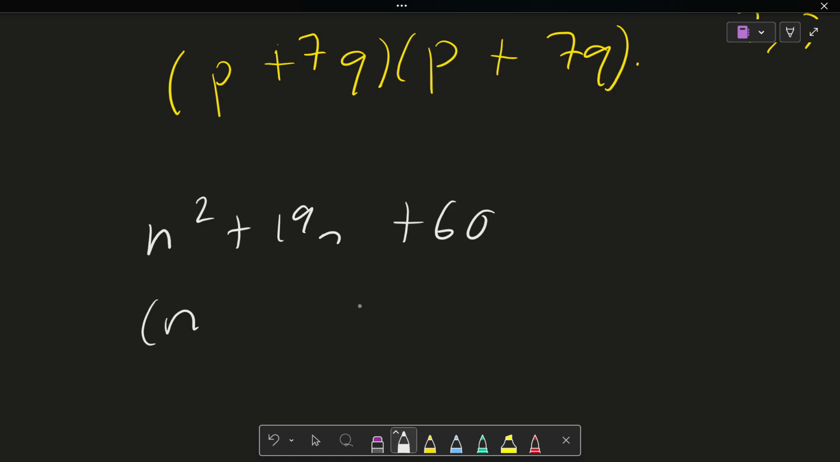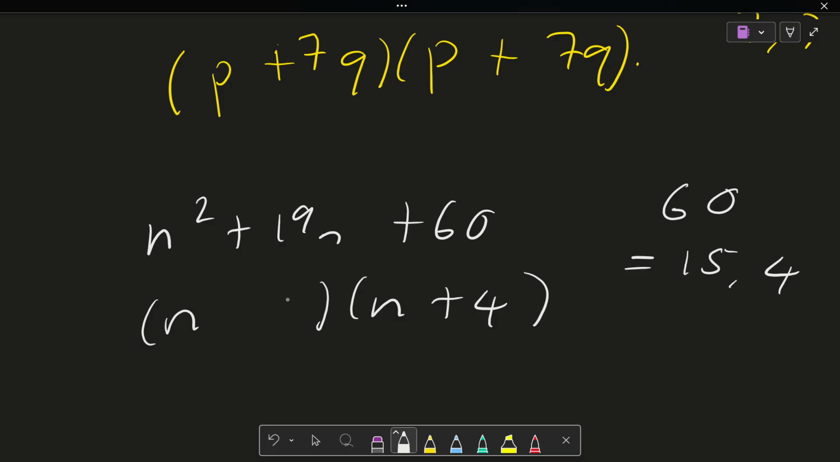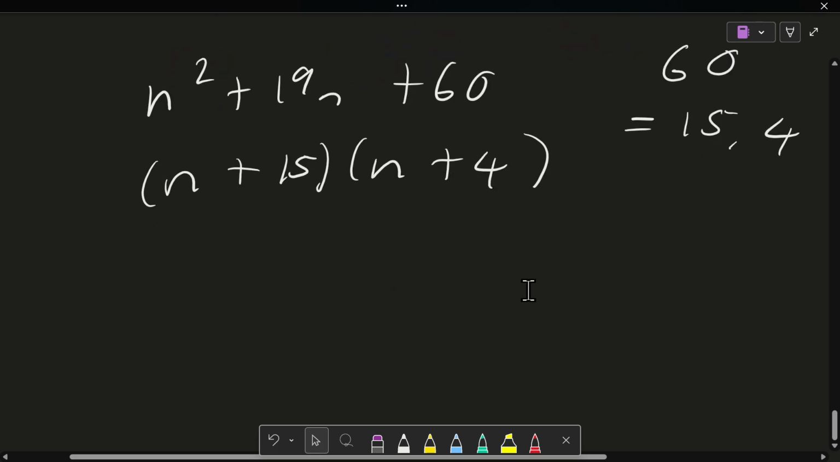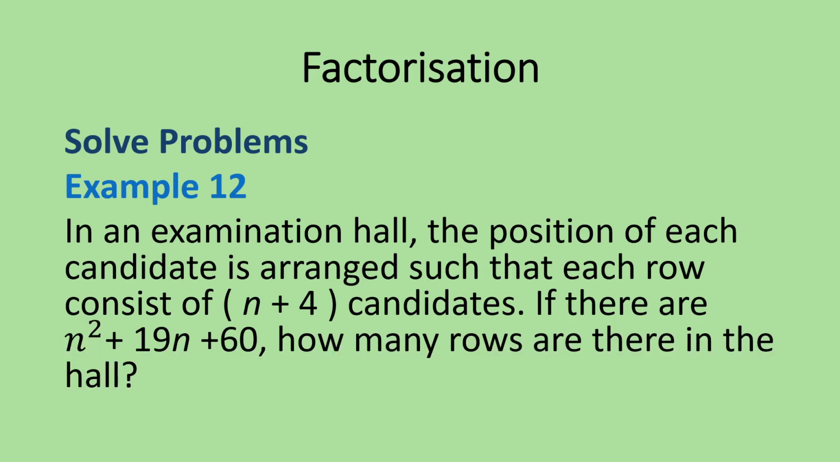So you just take n here, n here. Now we know one of them is plus 4. What would you think will be the next part here? The only way 60 can be obtained is 15 times 4. So here has to be 15. So in this case, you must plus 15. So there are n plus 15 rows.